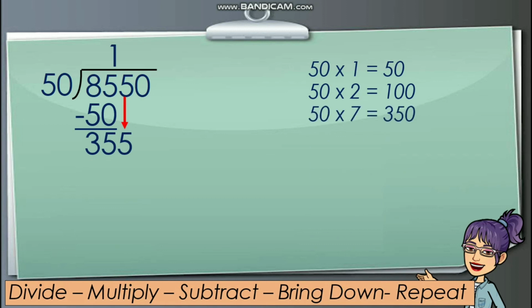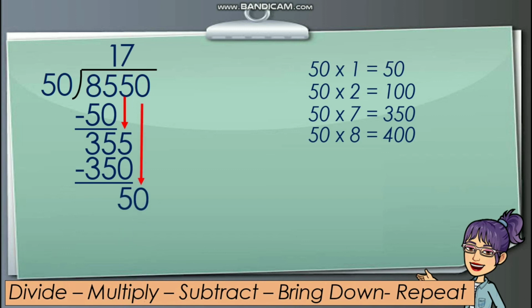Let's try 7. It's 350. Let's try 8. It's 400. So which is closer? It's 350. And we cannot use 400 since it's bigger than 355. So 355 divided by 50 is 7. Then multiply. 50 times 7 is 350. So we are going to subtract 350 from 355. And the answer is 5. Then bring down the next digit, which is 0.